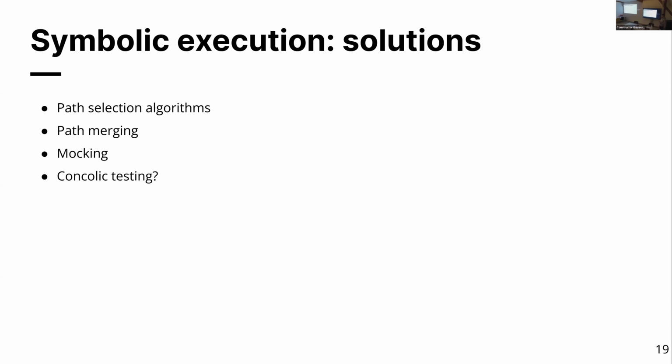And also there is path merging. Basically, the idea of path merging is when you have two symbolic states that are very similar but differ in one condition or one statement or something like that, you can merge them and add this difference as a branching inside a single executable path. It does not always work, but it can help. And with problems like environment interactions, basically all you can do is try to mock them somehow.